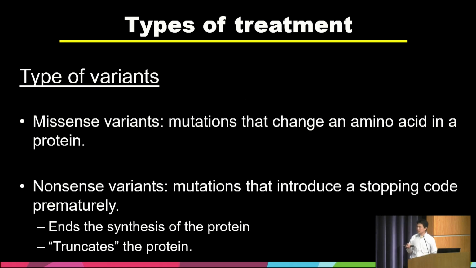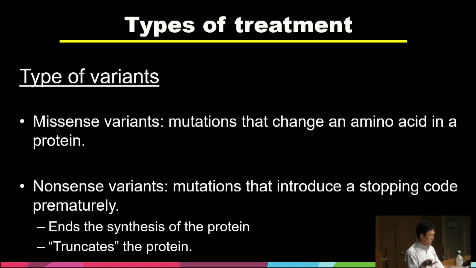A missense mutation is a mutation that changes an amino acid in a protein. So it's just a change of one amino acid. The nonsense variant is a mutation that introduces a stop codon prematurely, meaning that when the DNA becomes messenger RNA and the messenger RNA becomes protein, the synthesis of the protein stops in the middle. So this causes a truncated protein.